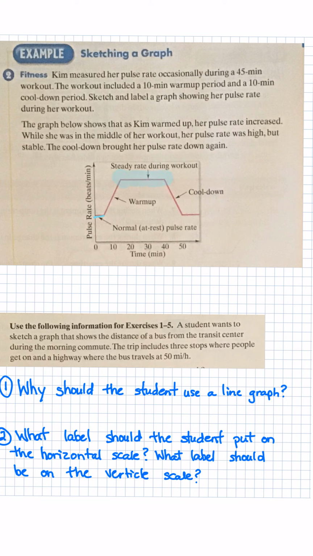The cool down brought her pulse rate down again. So then this is the last 10 minutes, cool down. Okay, so this is just sketching a graph. On this side was the pulse rate, and down here is the time. So let's look at our next example.